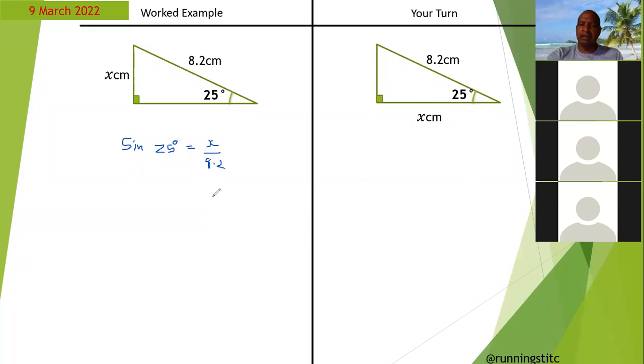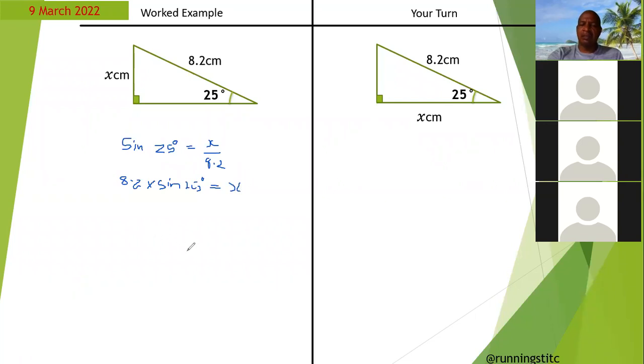X is in the numerator, so we can just get rid of what is in the denominator. So we're dividing x by 8.2, so we can bring it to the left-hand side of the equation and multiply 8.2 times sine of 25. So we'll get 8.2 times the sine of 25. And that would give you x. That would be equal to x.